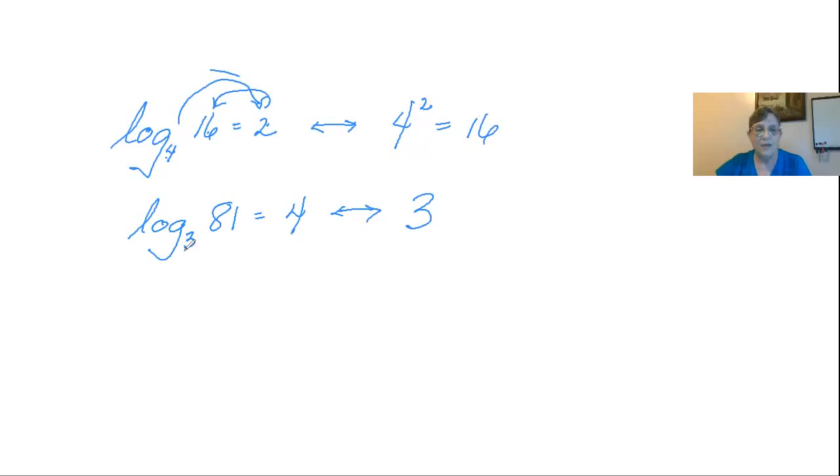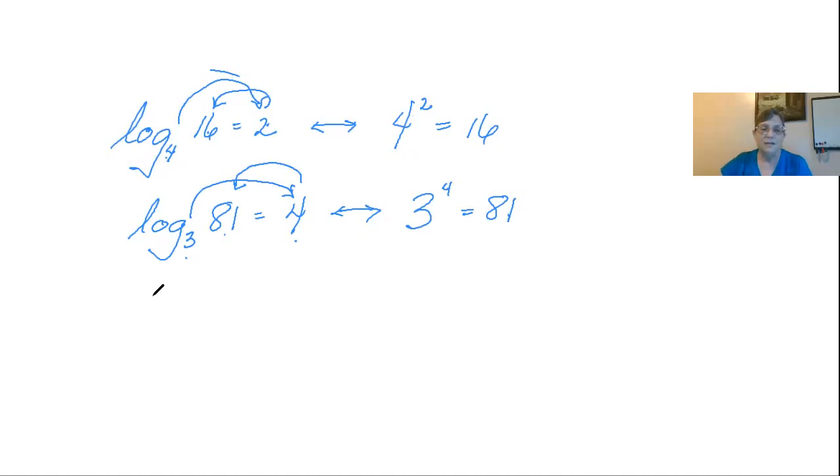Here, the base of the log, the base of this number, has to equal this, where this is the exponent that you put on the 3 to make it equal 81. So 3, jump over, raised to the 4th, equals, jump back, 81. And we know this is true. We're used to these.